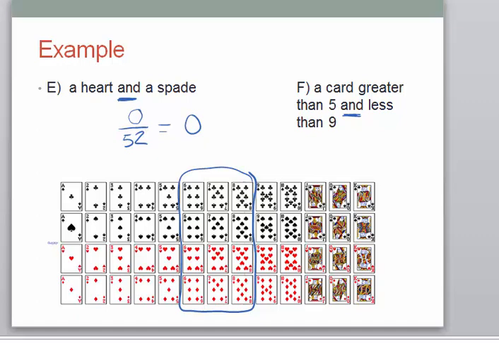And so how many cards are favorable? If we count the number of cards that we circled, we see that there are 12 cards that are favorable. And again, the entire deck of cards has 52 cards. So our probability is 12 out of 52, which reduces to 3 out of 13.